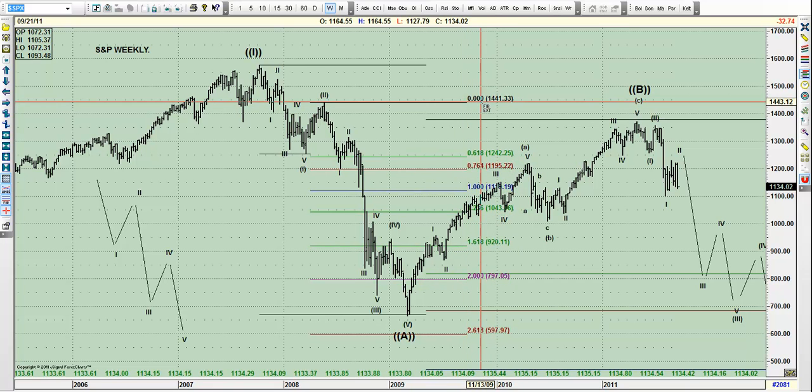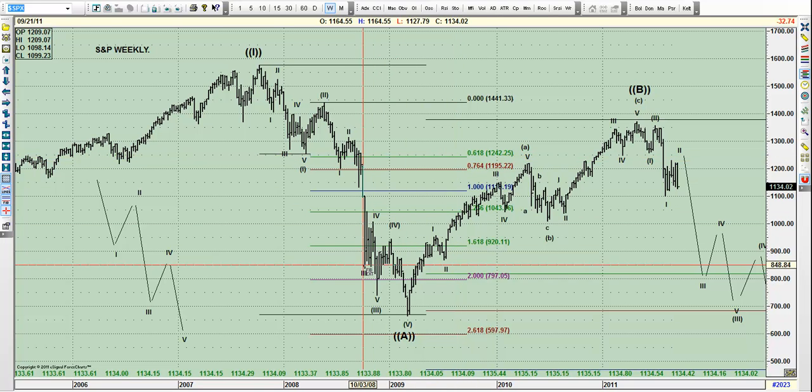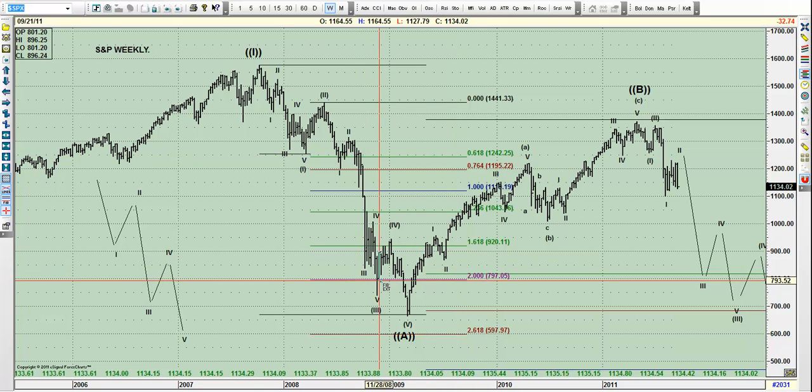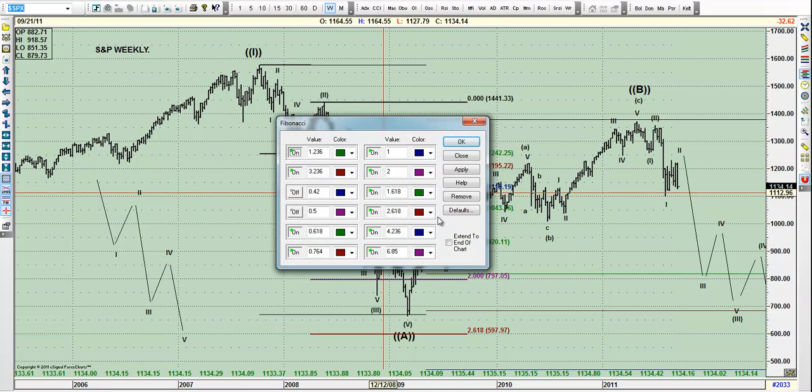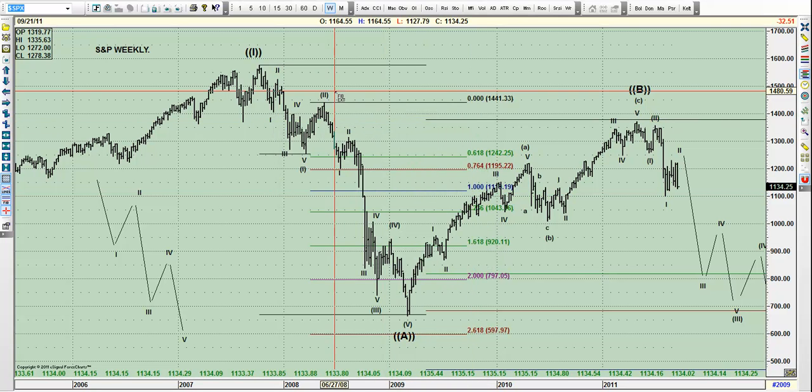And then wave 3 needs to be either minimum 1.618 or 2.0. Usually wave 3 is either 1.618 or 2.618, but wave 3 can get a lot deeper. It can be the 4.236, the 6.618, or even the 3.236, the distance of the wave 1. That's how you know when wave 3 can end.